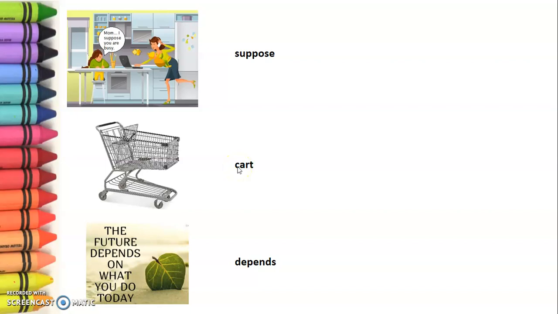Number 14. Cart. A small vehicle with 2 or 4 wheels that you push or pull to transport large or heavy objects on. Like the shopping cart, this one.